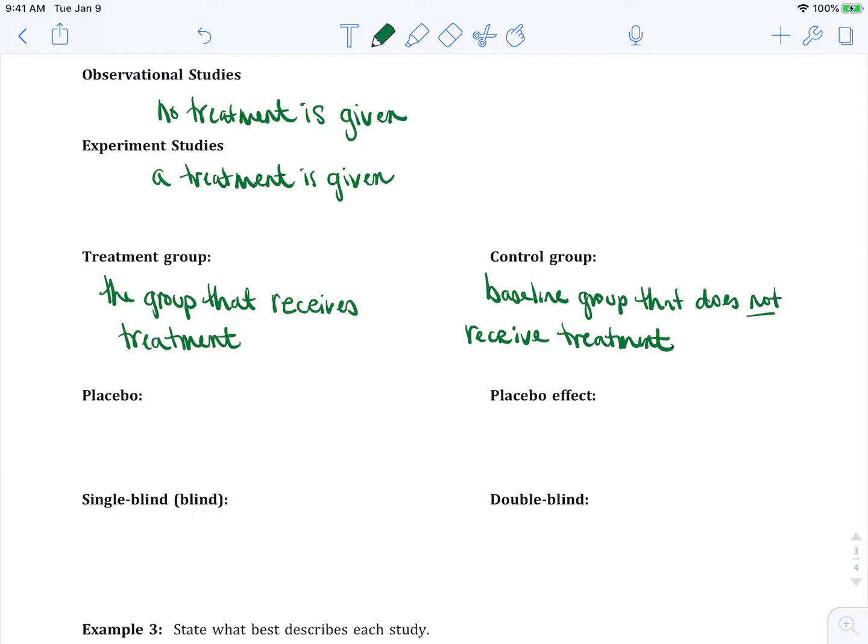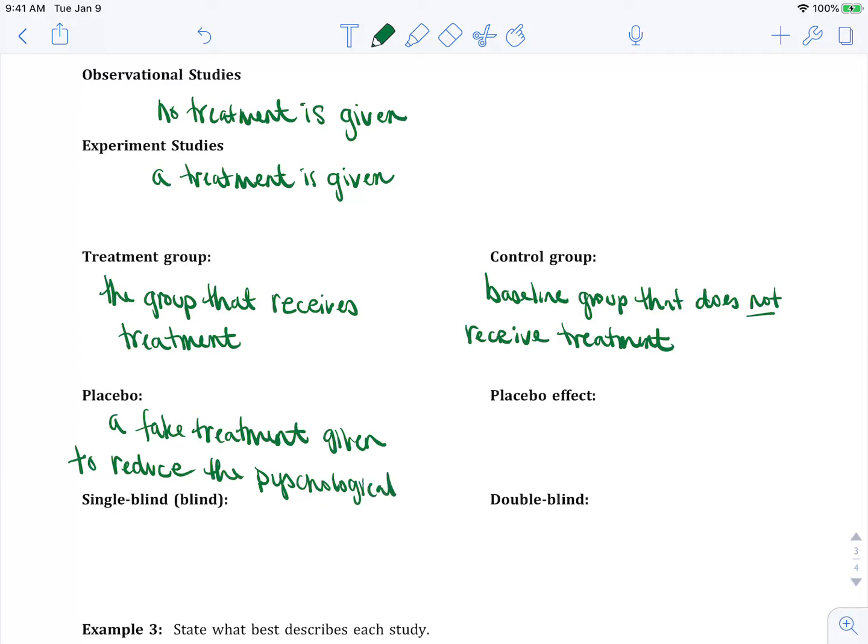And a placebo is a fake treatment given to reduce the psychological effect. And what I mean by that is if I'm part of a group and people are receiving treatment and I know I'm not, that can really affect the outcome of the study. So if everyone receives a treatment, whether it's real or fake, it makes it this equal playing field, right? And then hopefully it won't affect the other variables in the study. So the placebo effect is the act of getting the treatment may help with improvement.